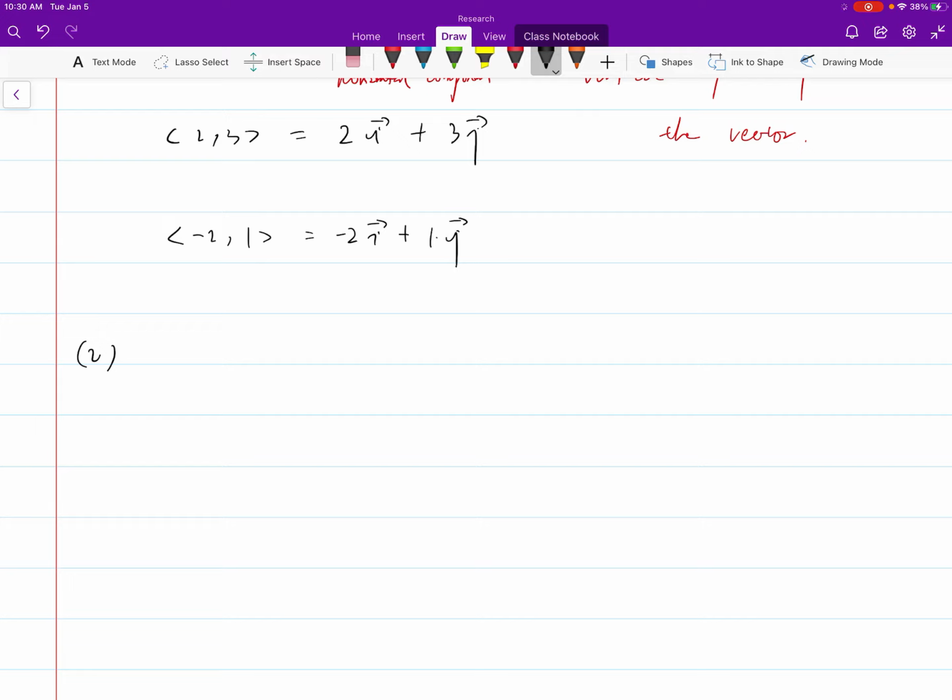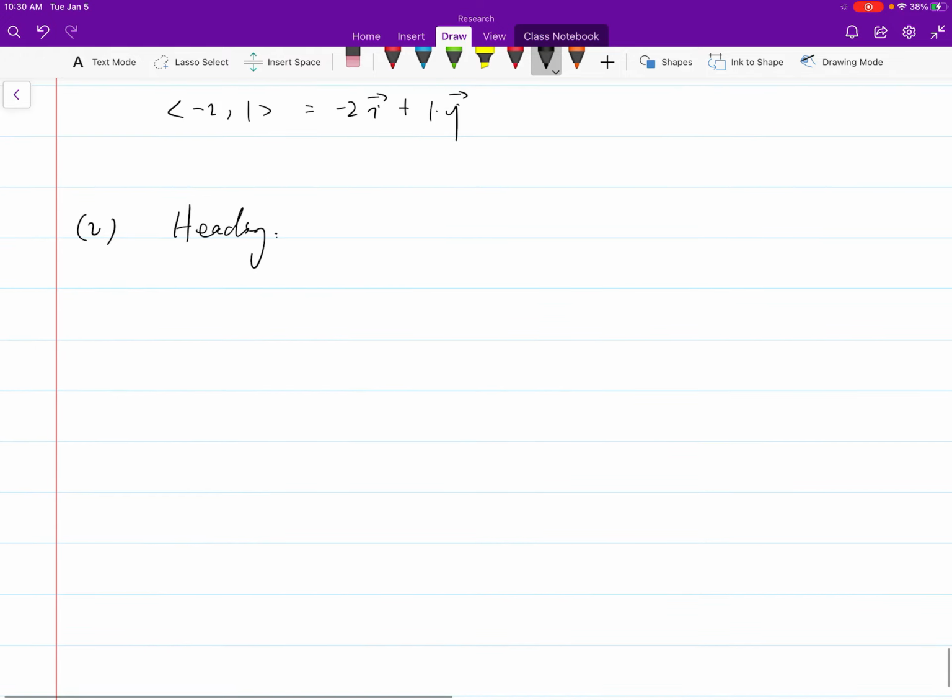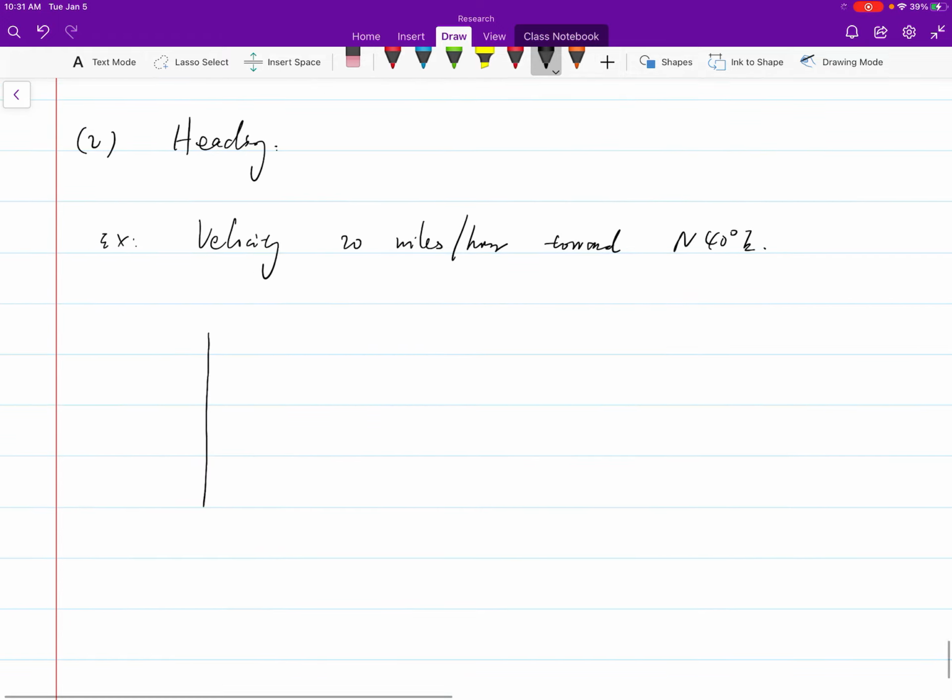Now number 2, sometimes you do not know the vector in terms of a coordinate system, but instead we have a very familiar setup, that is the heading. Do you remember? Let's say we have a velocity, 20 miles per hour towards north, 40 degrees east.